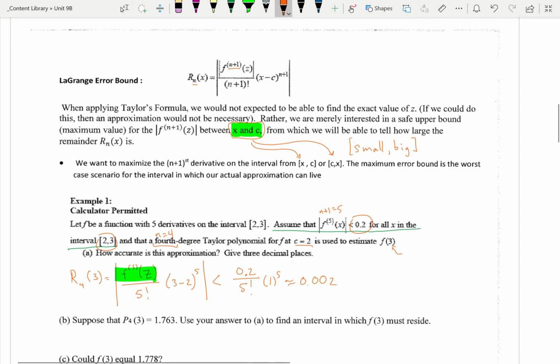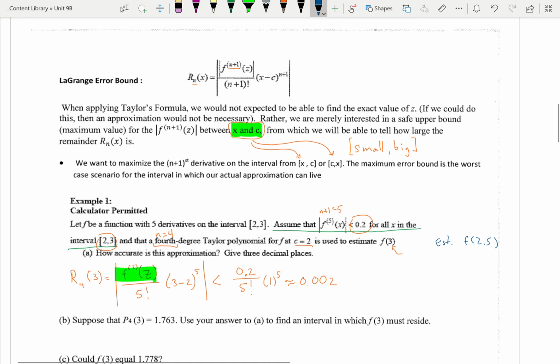Before I move on, I want to maybe do a second A question. I want to change this and say, what about if we wanted to estimate the error if we were approximating f of 2.5? Now think about 3 versus 2.5. Should the x value of 3 give us a better approximation or an x value of 2.5?